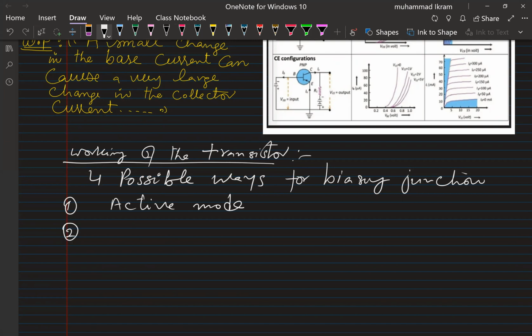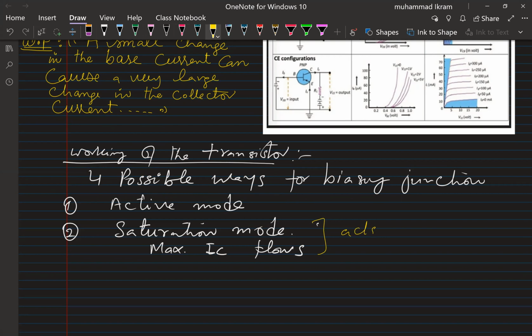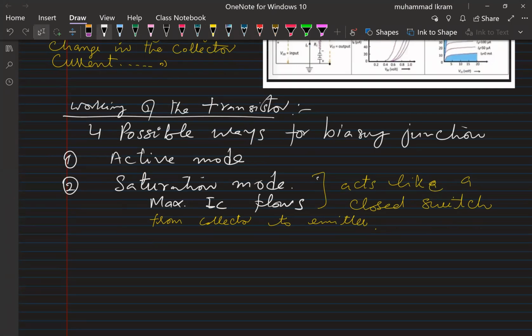The second one is the saturation mode operation, where the transistor goes into action. In the saturation mode, there is maximum IC, maximum collector current, flowing through the transistor. That is, we can say that it acts like a closed switch in the saturation mode, right? And the current flows from collector to emitter, right? That is the saturation.